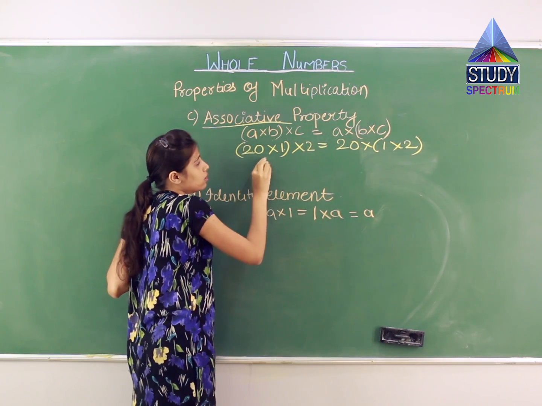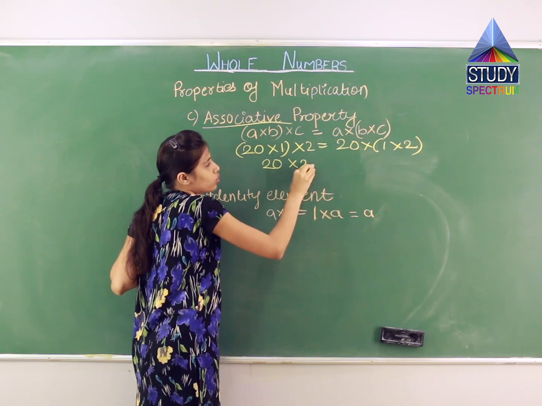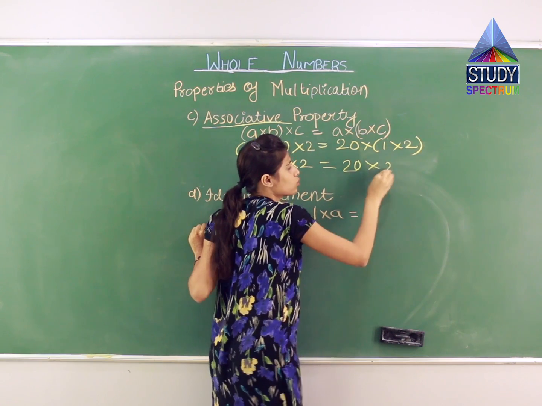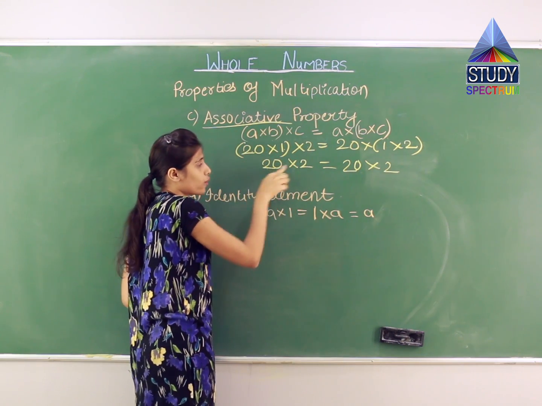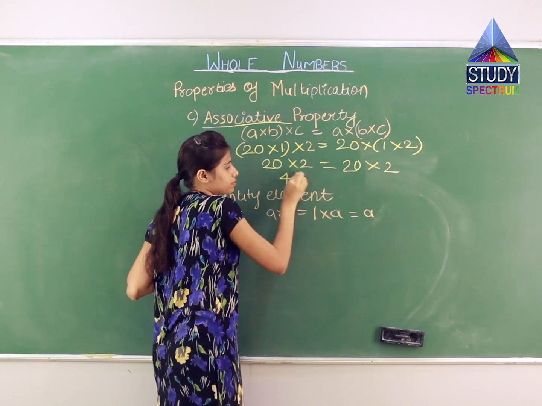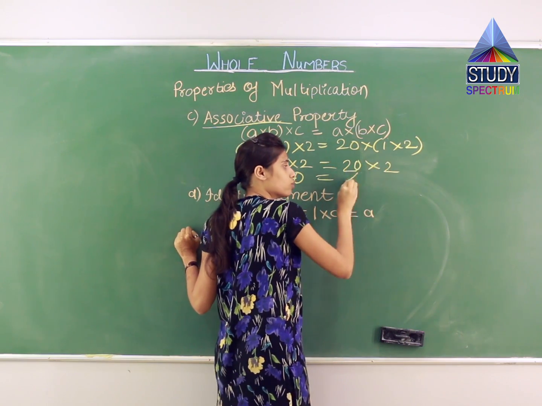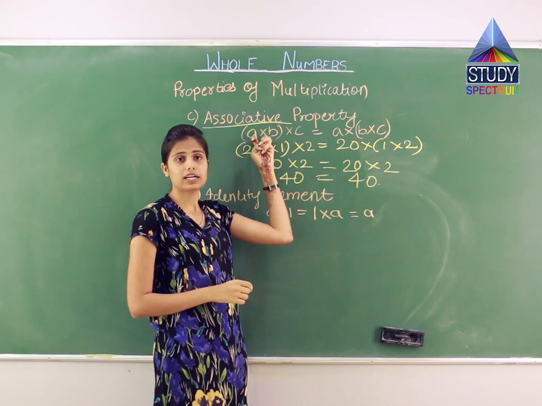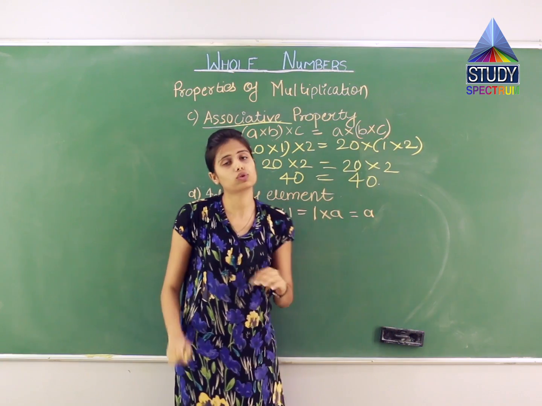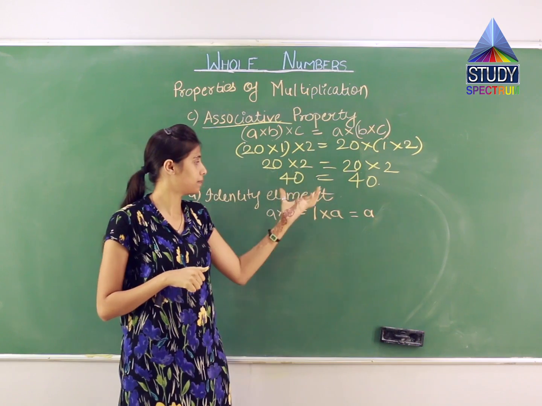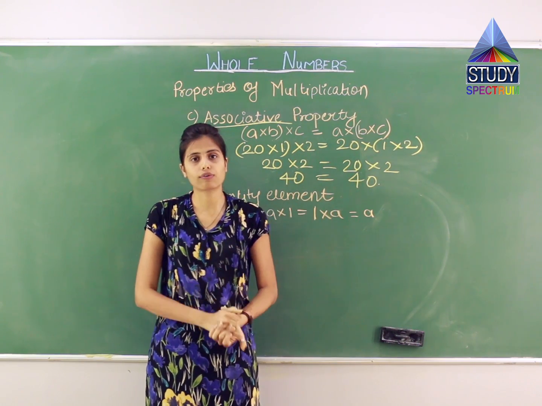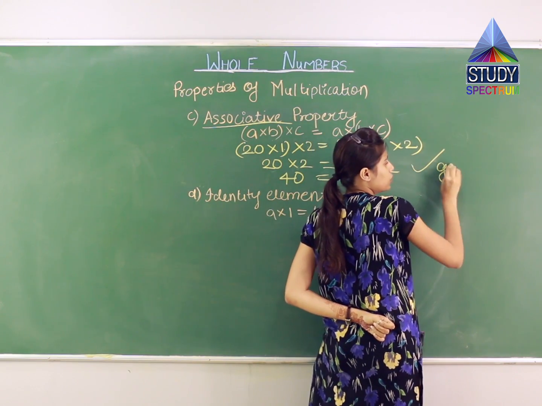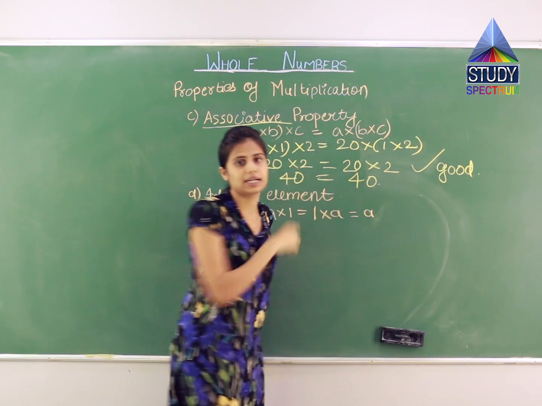20 into 1 comes to 20. And 20 into 2. Let us check over here. 20 into 2 ones are 2. The answer over here comes to what? 20 into 2 is 40. And over here, 20 into 2 is 40. Means if I place the bracket next to A into B or outside B into C, the answer remains the same, which is 40, 40. Means the associative property holds good here in multiplication.